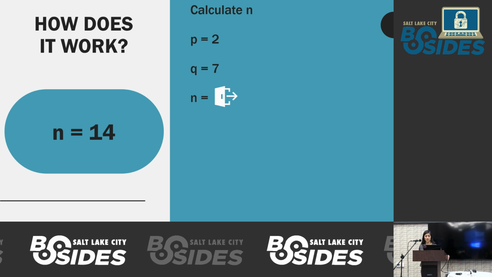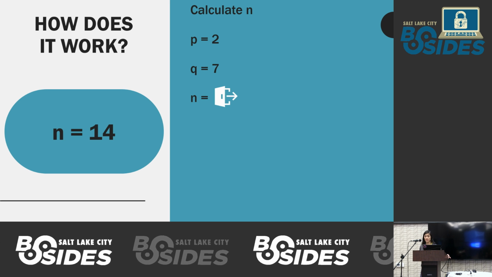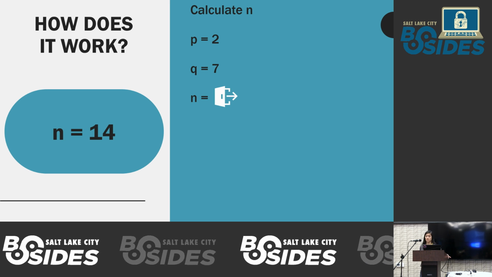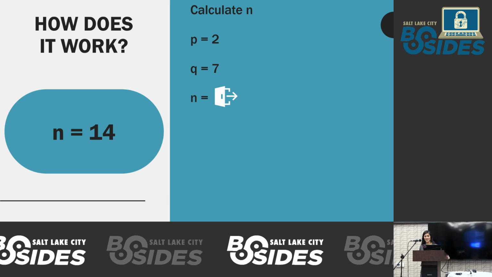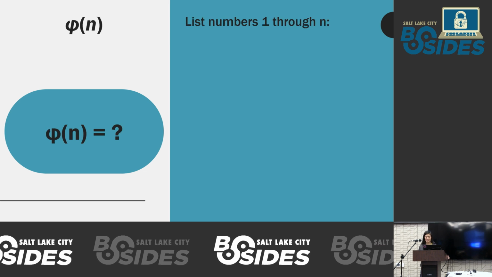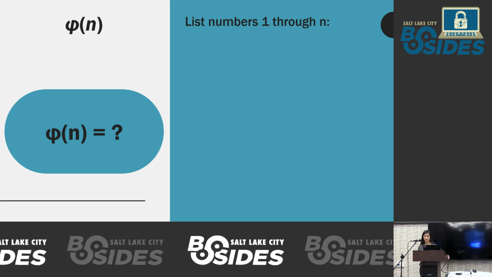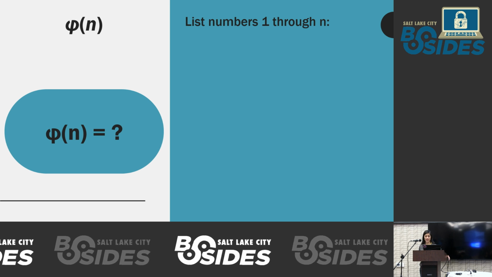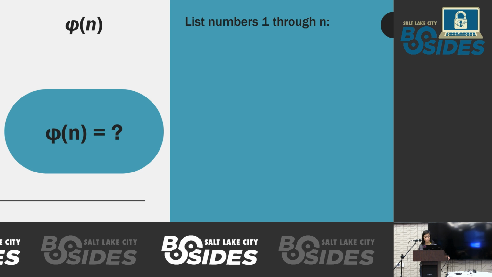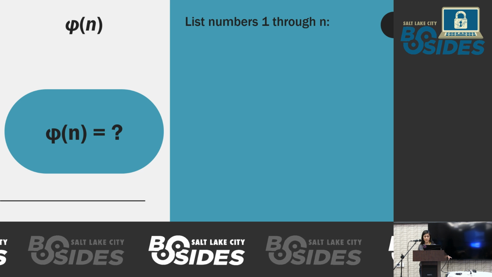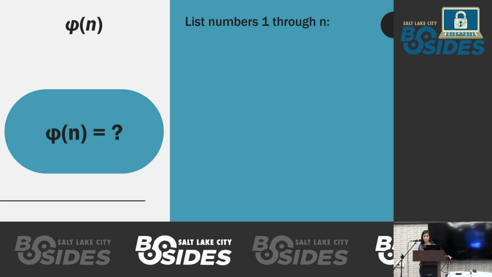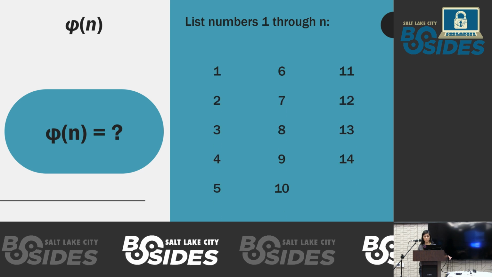Also, another fun vocabulary word for you is semi-prime. N is considered a semi-prime number because it's made of 2 primes. So that's fun. Okay, our next step for figuring out our system is we have to get phi n. And so we're going to start by listing our numbers 1 through n. N was 14. So here are all our numbers.